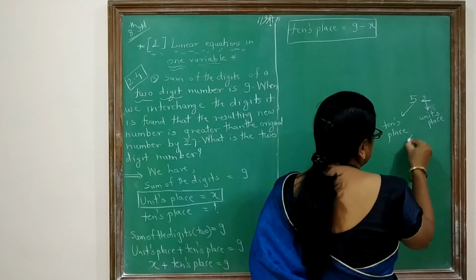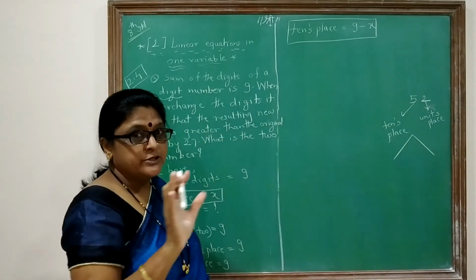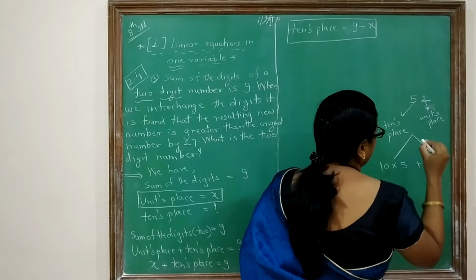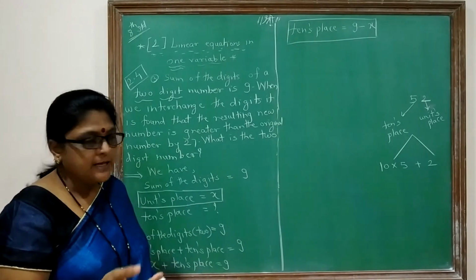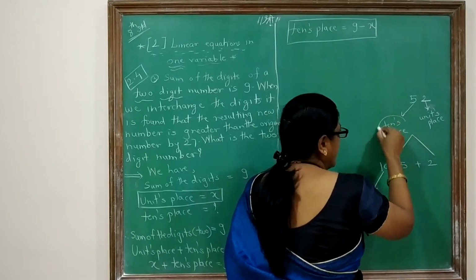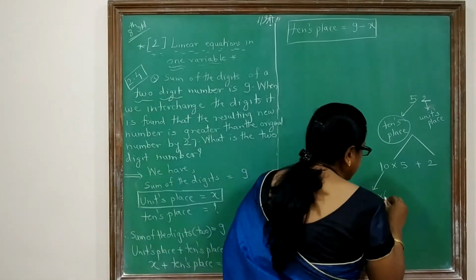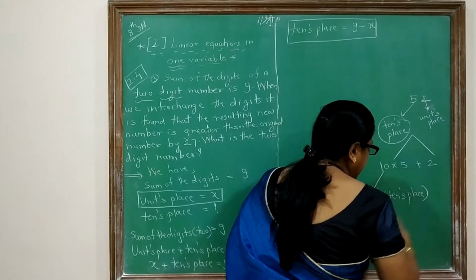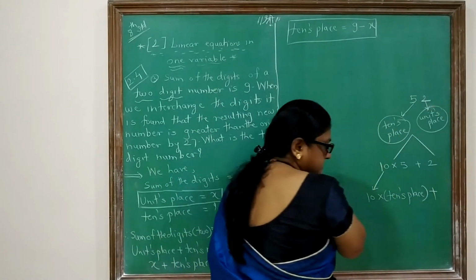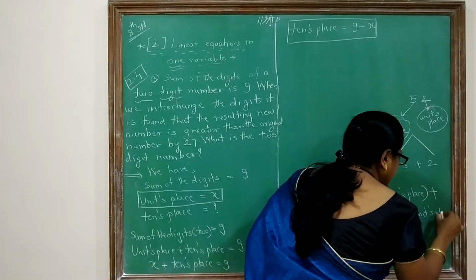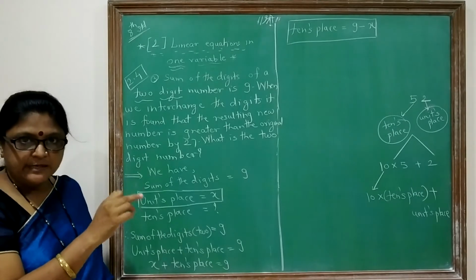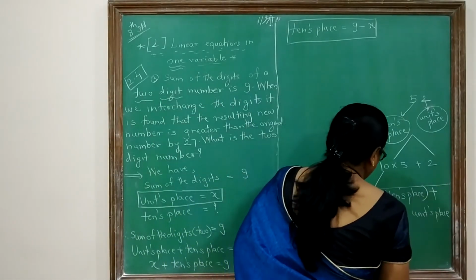Here is the two-digit formula. Suppose 52 is a two-digit number. Then you will write it this way: 10 into 5 plus 2. 10 into 5 is 50, and 50 plus 2 is 52. Here 5 means tens place, so the formula is 10 into tens place, and the plus sign is the same, then 2 means your units place, so you write plus units place. Means your original number formula is 10 into tens place plus units place. This is your original number formula.